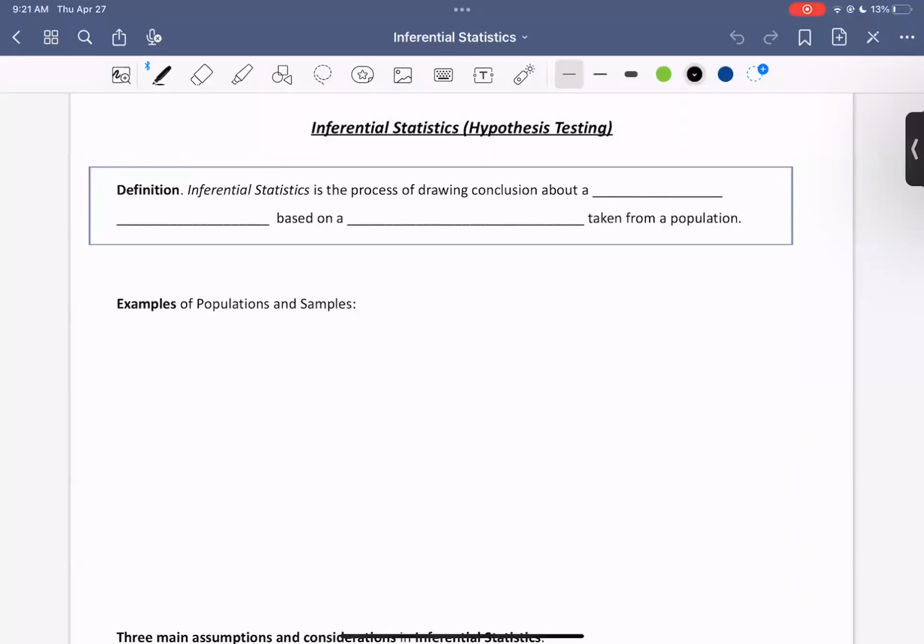Hello, everyone. In this video, we're going to look at inferential statistics. In particular, we're going to look at a method called hypothesis testing in inferential statistics. But first, let's get into the definition.